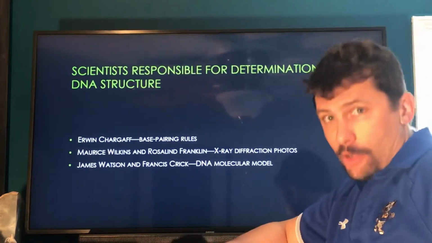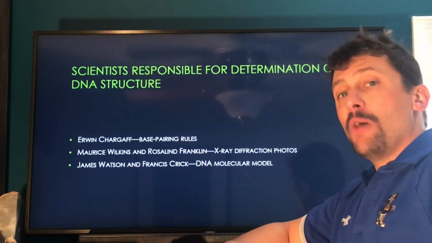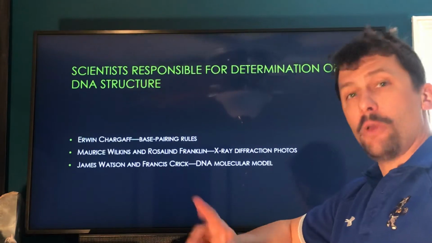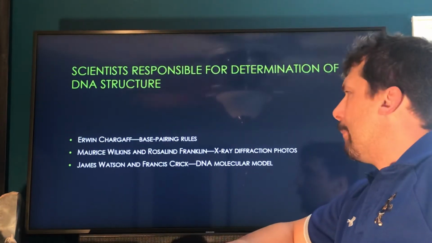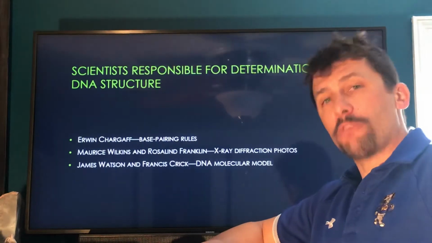All right. Now, how did we get to this part? There are some people we have to talk about. One guy, Erwin Chargaff, was basically a biochemist. He's the guy that came up with the base pairing rules, so A to T and C to G. Maurice Wilkins and Rosalind Franklin worked together in X-ray diffraction labs.